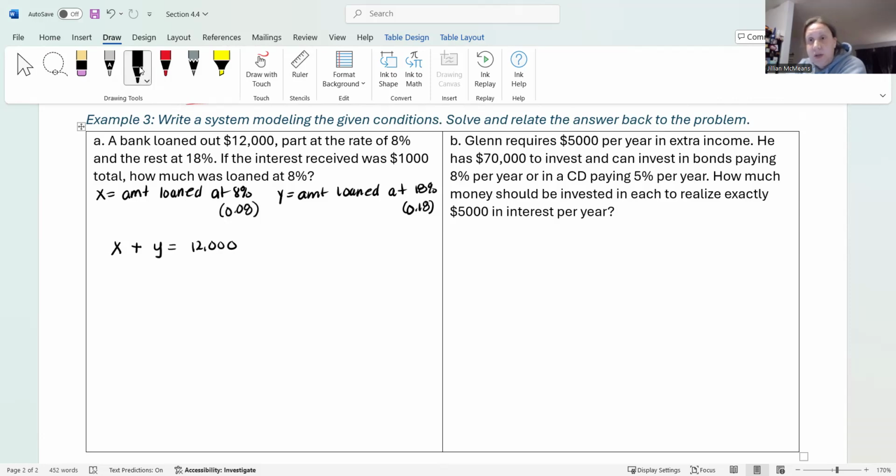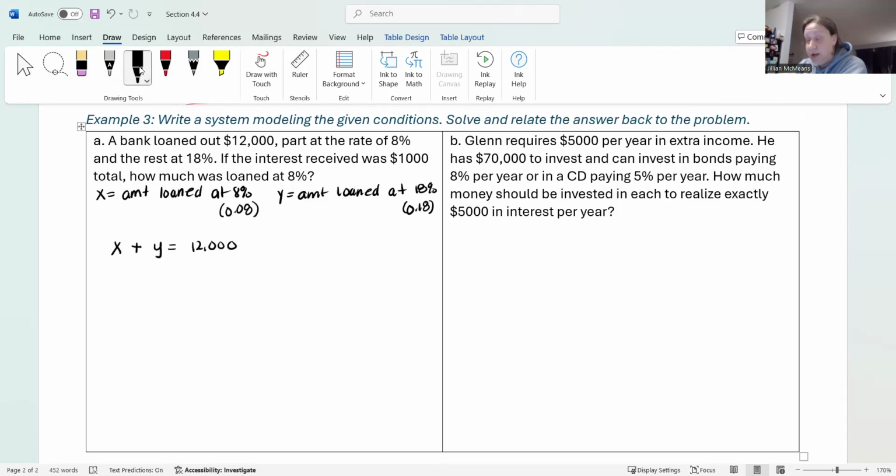The second thing we need to talk about is the interest that's going to be received. So we're going to receive interest on the X amount. We're also going to be receiving interest on the Y amount. And this is where we need to use that interest formula. Remember, interest is PRT. Okay, P being principal, so principal would be X and principal would be Y.